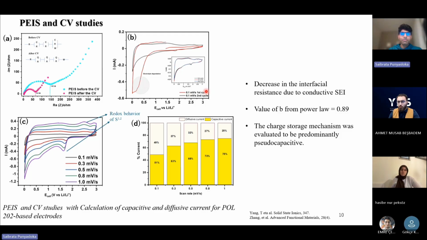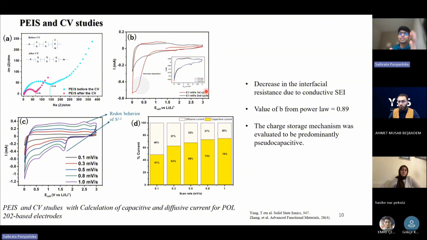Because of that, SEI formation is a very important step, and so much research is being done on how to optimize this SEI itself. Once the SEI is formed, but as I told you, the SEI is ionically conducting, so the lithium ions can pass through.